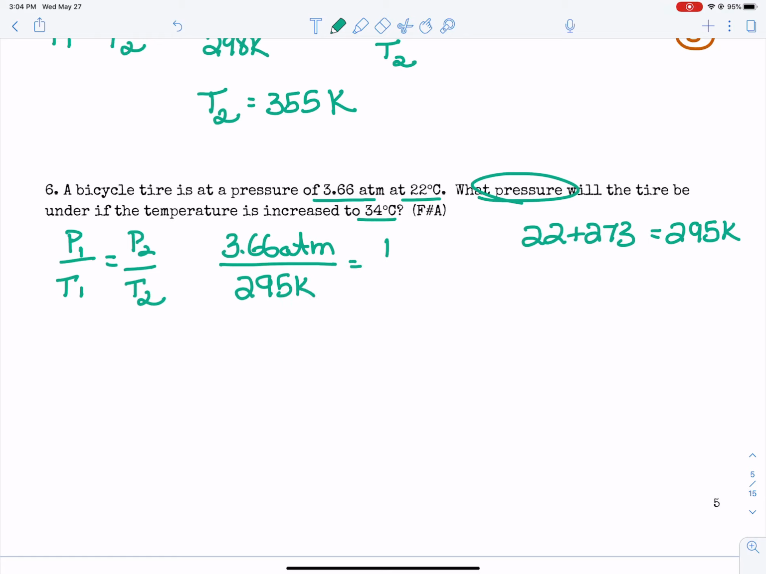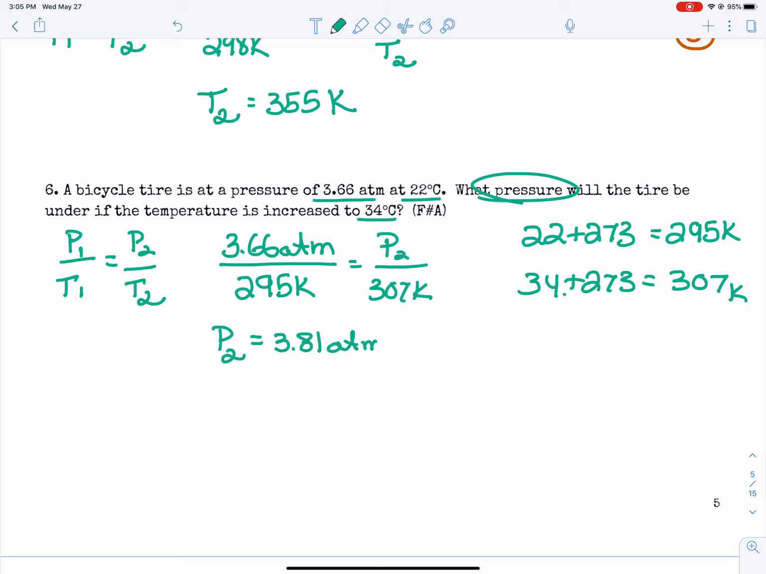The new pressure is what I want to solve for, and the new temperature is 34 plus 273 equals 307 Kelvin. Cross multiply, then divide. My new pressure is 3.81 atm.